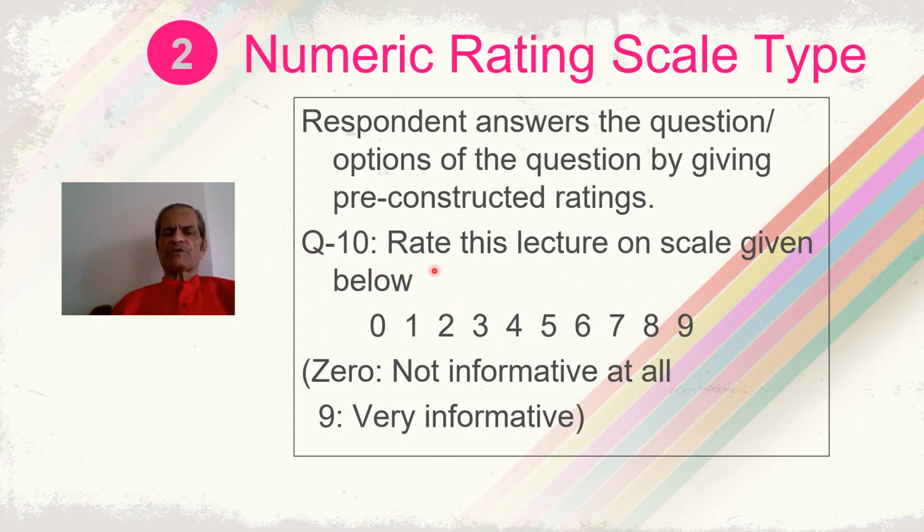For example, in this question, rate this lecture on the scale given below, and the scale is 0 and 9, and explanation what does 0 means and what does 9 means is given. So one has to encircle 0 if you find that the lecture is not informative at all. One has to encircle 9 if you find this lecture as very informative, and in between one can have the scale of rating. So herein the response is in the form of rating, but it is in the form of numbers.